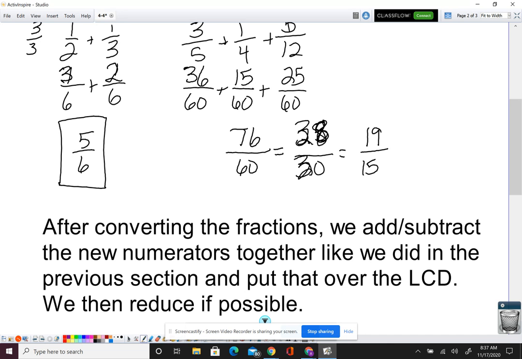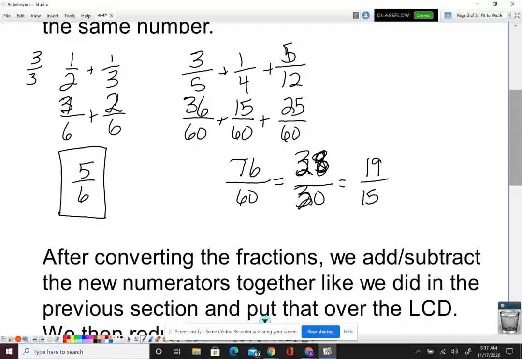Now, what will your calculators do? It will take this 3/5 plus 1/4 plus 5/12, and it will give you this answer right away. You still need to know how to go through the conversions and how we go from a common denominator of 60 to get 15 to be our denominator in the end. So you need to know that whole process, even though your calculator is going to do that for you. You still need to know whether or not your answers are reasonable.